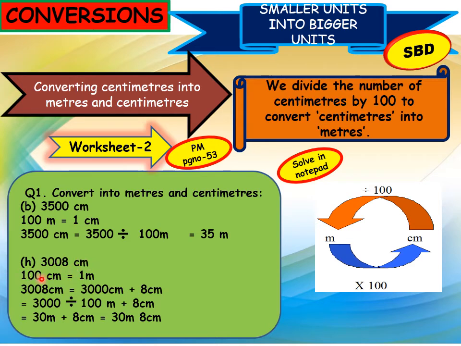Second question, 3008 centimeter. Since 100 centimeter is equal to 1 meter, 3008 centimeter we can break it into two parts, that is 3000 plus 8. Now this 3000 we have to divide by 100. So 3000 divided by 100 meter plus 8 centimeter. 3000 divided by 100 is equal to 30 meter and plus 8 centimeter. So final answer is 30 meter 8 centimeter. I hope I am clear.